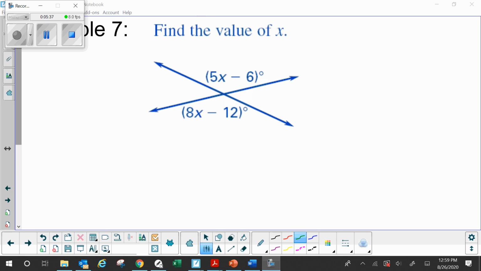What about example 7? What kind of angles are these? Linear pair or vertical? Vertical. So what do you know about vertical angles? They're congruent, so you can set these two equal to each other. So 5x minus 6 equals 8x minus 12. Just solve for x.